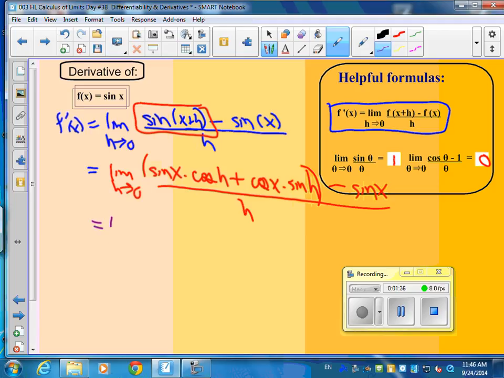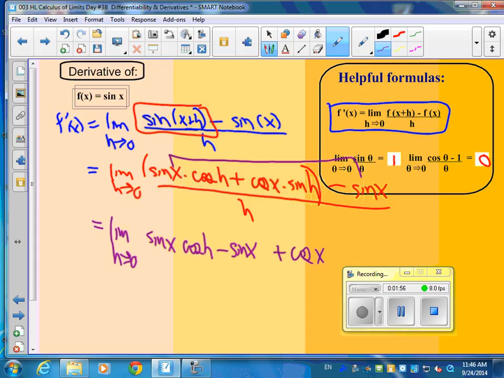Then I take the limit as h approaches 0, and I'm going to mix the order up. I'm going to put these two together. Why? You're going to see. Sine of x cosine h minus sine of x, putting that together with cosine x sine of h, all over h.